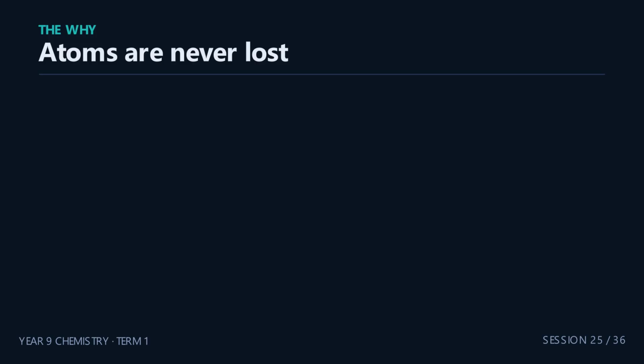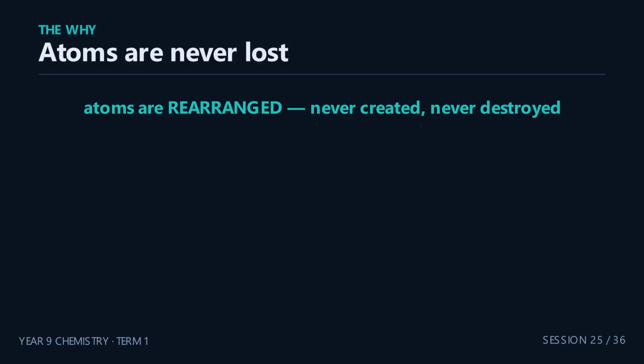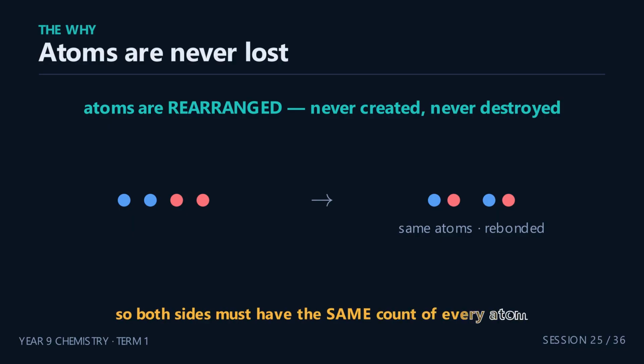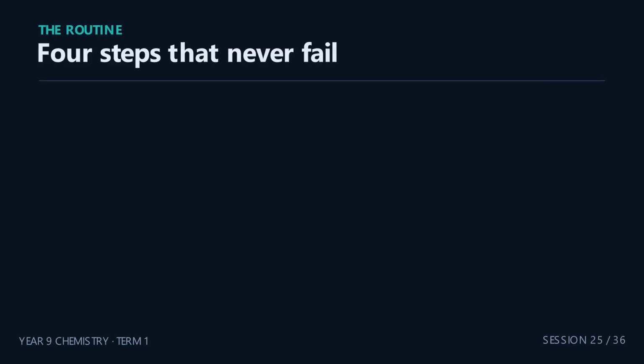Let's start with the why, because it makes everything else make sense. In a chemical reaction, atoms are rearranged, but never created and never destroyed. If you start with 10 oxygen atoms, you must finish with 10 oxygen atoms, just bonded differently. This is the law of conservation of mass, and it means a balanced equation must have the same number of each type of atom on both sides of the arrow. Balancing is simply making the two sides agree on the atom count. That's the whole game.